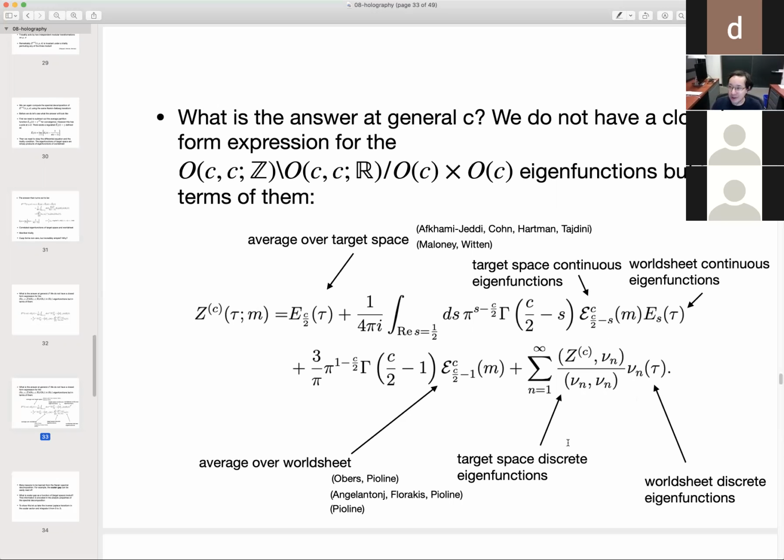Interestingly enough, this makes a mathematical prediction, which is that this space, whatever its discrete eigenfunctions are, their eigenvalues must be precisely correlated with these cusp form eigenvalues. They just have to be the same up to a shift of C over 2 times 1 minus C over 2.